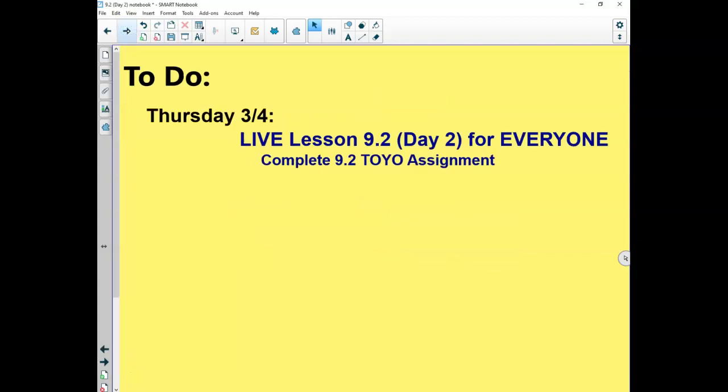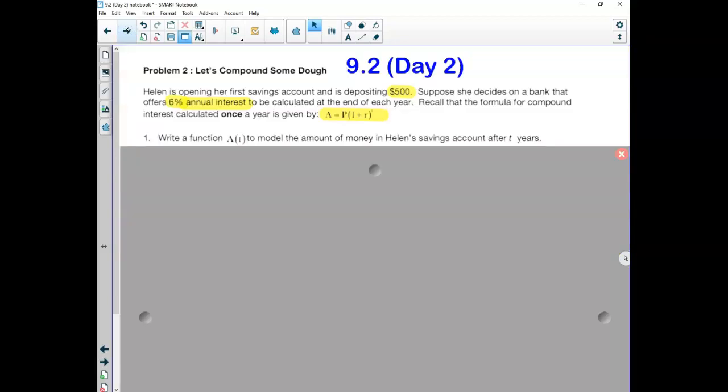So the last thing, like I said, we're going to do 9.2 day 2 for everyone today. And you're either logged in or you're watching this wonderful video. So where we left off yesterday, we left off with seeing all of our characteristics of exponential growth and exponential decay functions. And now we're going to compound some dough.